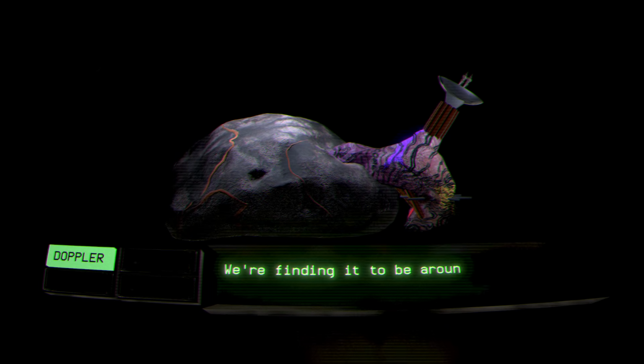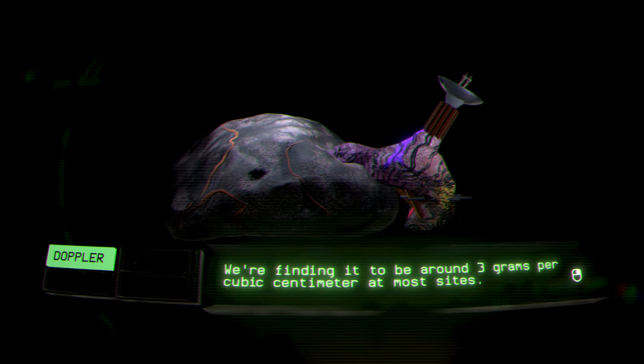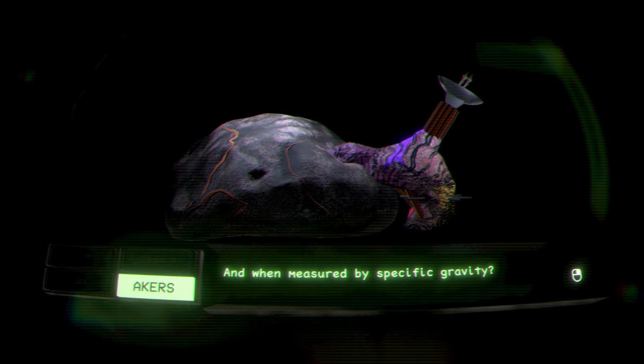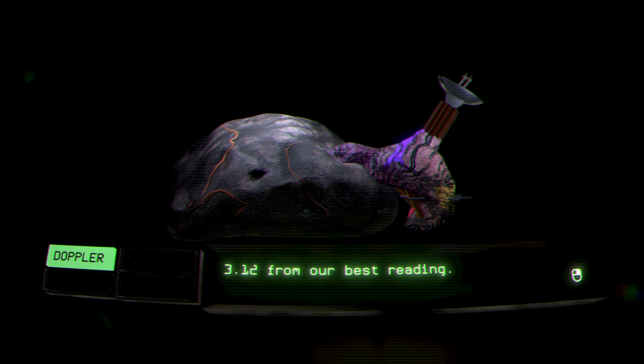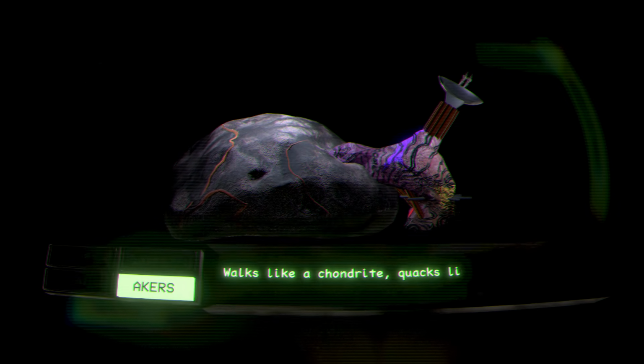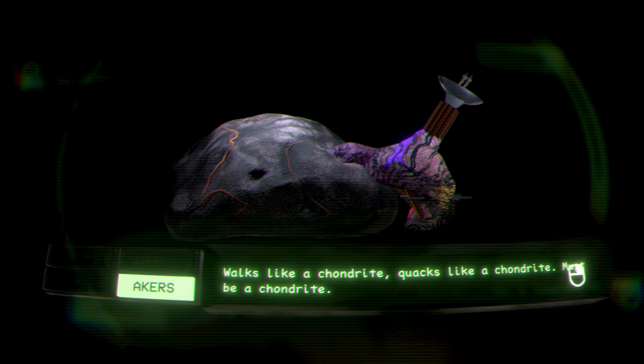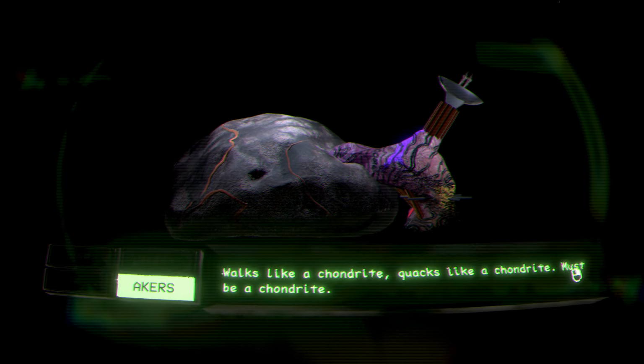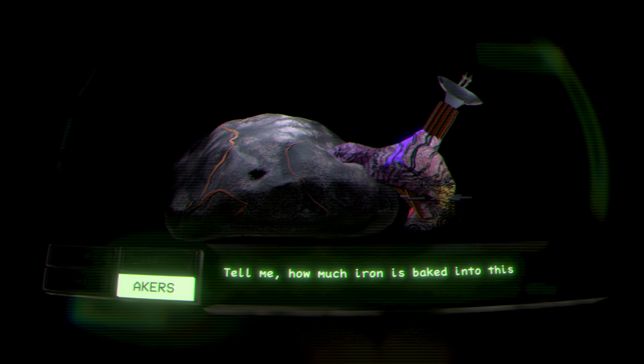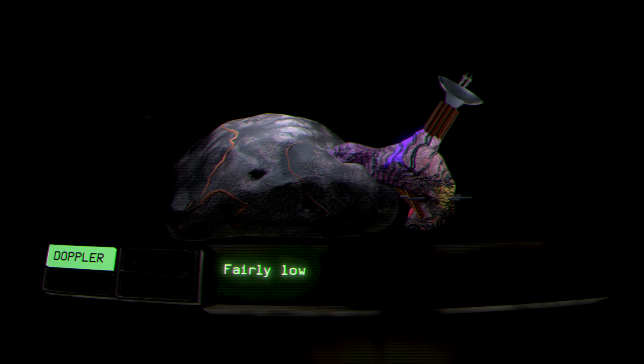How dense is this rock? Finding it to be around 3 grams per cubic centimeter at most sites. And when measured by specific gravity, 3.12 from our best reading. Walks like a chondrite, talks like a chondrite. Must be a chondrite. A chondrite? Chondrite? I don't know. Tell me, how much iron is baked into this beauty?